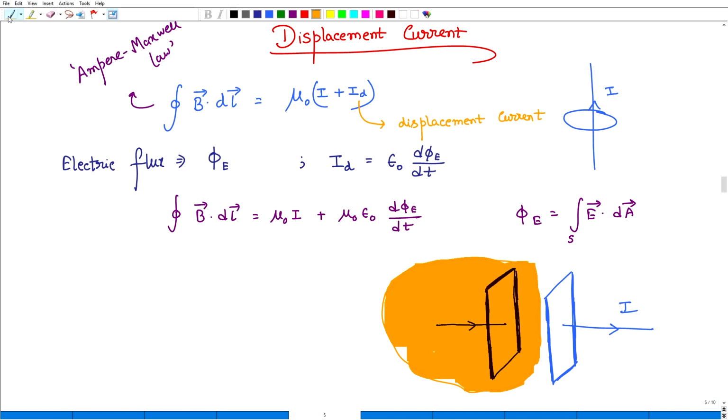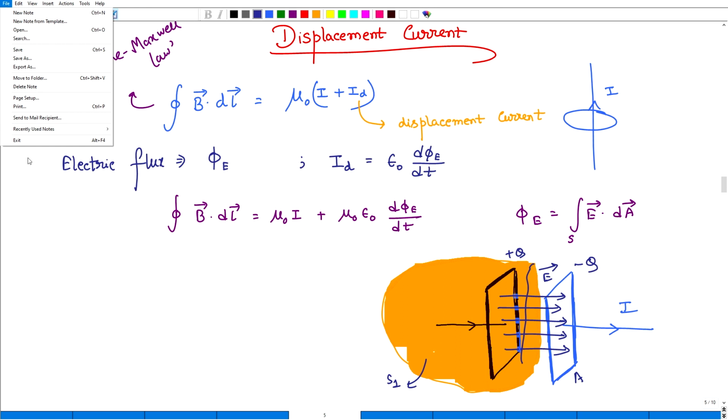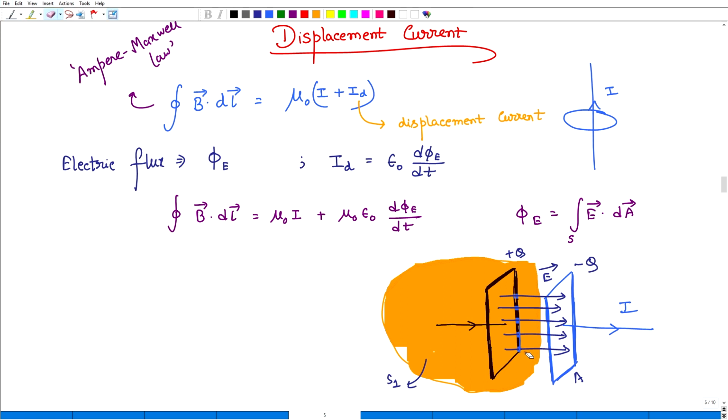Okay, the charge in this plate is minus q, here it is plus q. So, the electric field will be present along this direction. This is the electric field, which is E, and the area of that capacitor plate is A. So, this surface is the S1 surface, and this surface is the S2 surface. Then what will be the flux between the two capacitor plates?